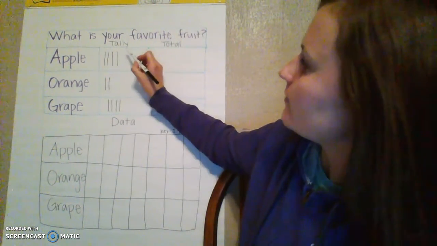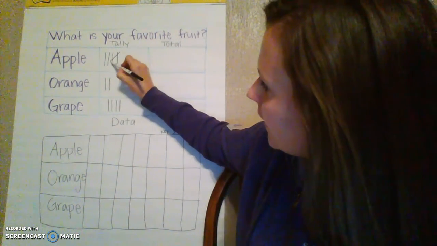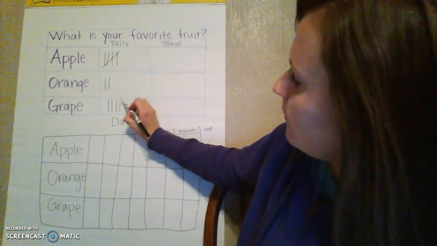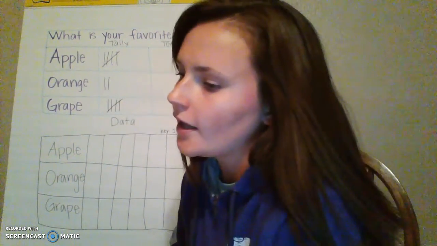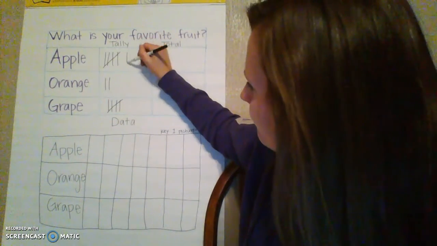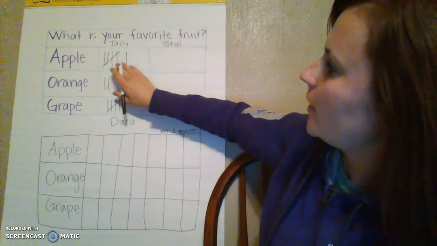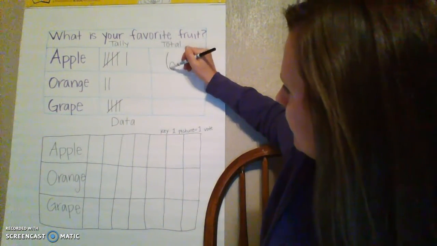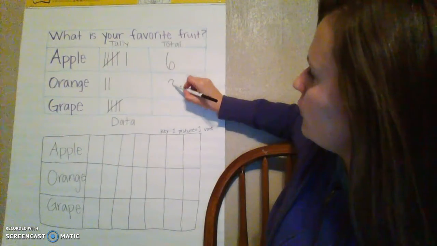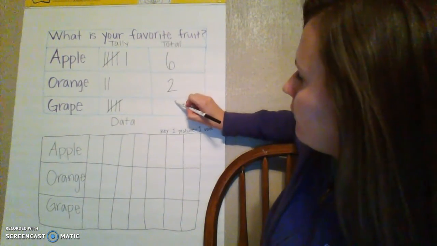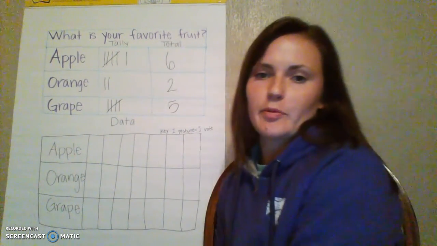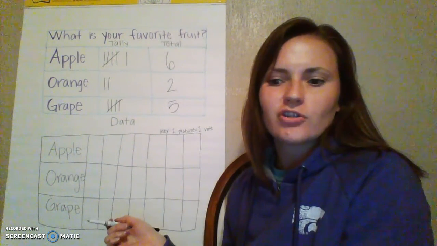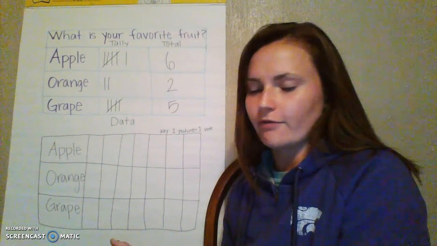Kenzie said apple, so that's my 5th apple, so I need to make a tally across. Mrs. Torrey said grape, that's my 5th grape. And Paisley said apple. So then over here, I add up all my tally marks and I put the total. So I have 6 people who like apple the most, 2 people who like orange, and 5 people who like grape. So the information in my tally chart is called data. Data is just another word for information that we want to find out.